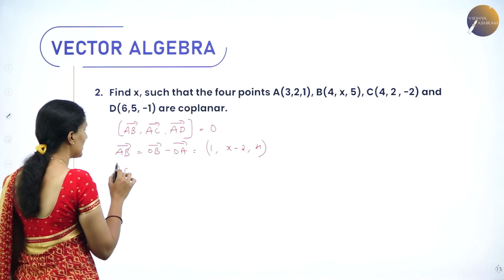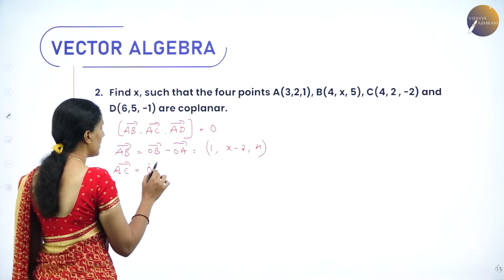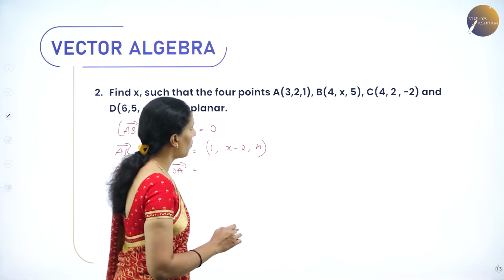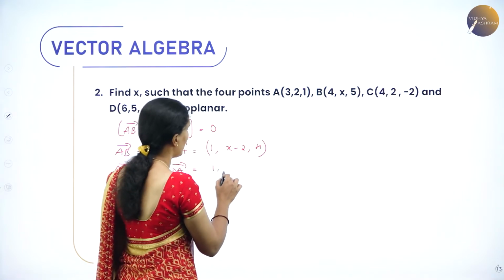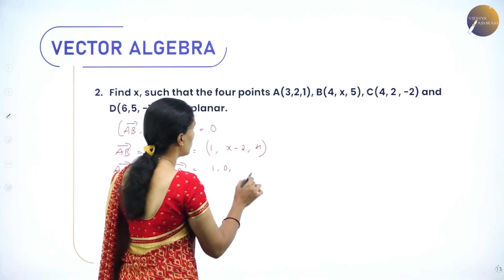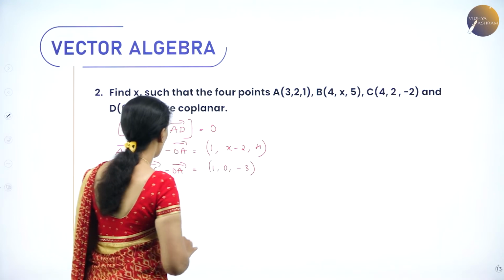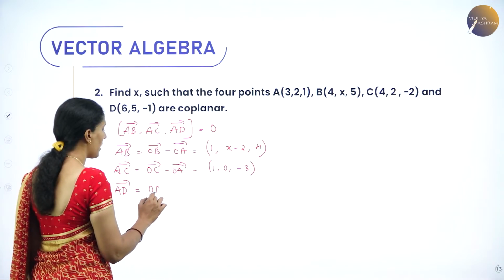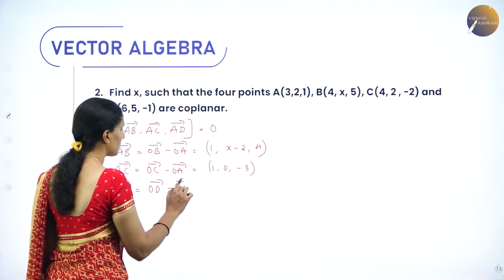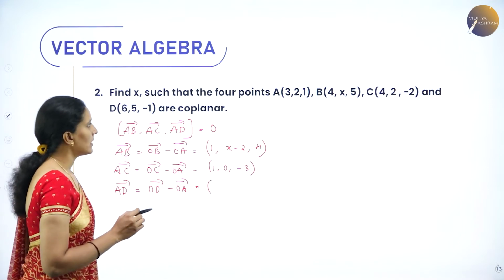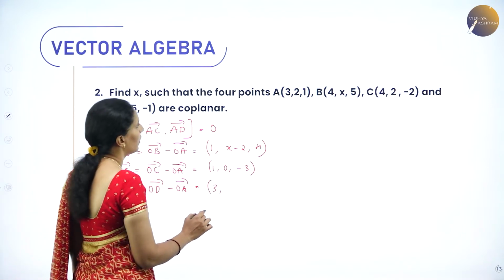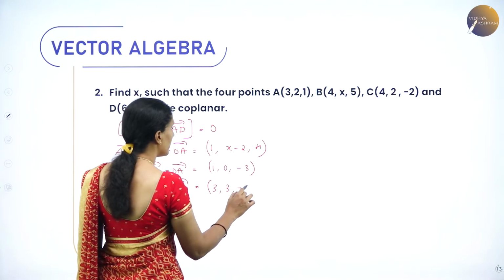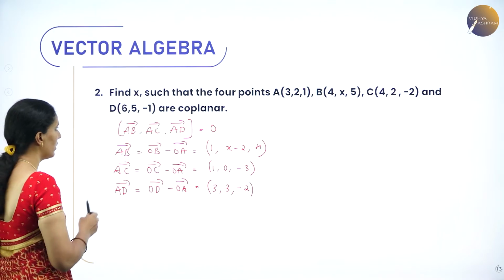Next we will take AC. OC minus OA. So what is C? We have 4 minus 3, 1, 2 minus 2, 0, minus 2 minus 1, minus 3. Next we have components of AD, OD minus OA. So we have 6 minus 3, 3, 5 minus 2, 3, minus 1 minus 1, minus 2. So now let's write this down.